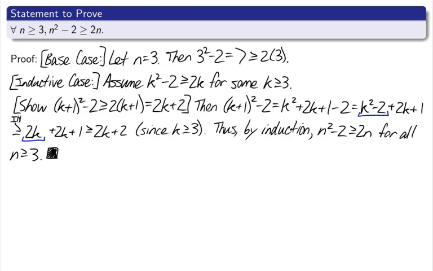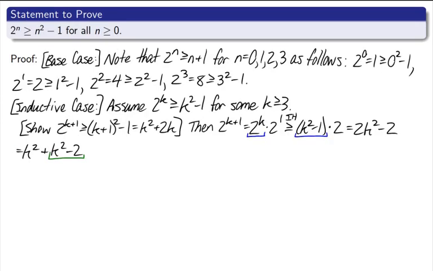Well, look at that. In the last slide, I proved that n squared minus 2 was greater than or equal to 2n, as long as n was at least 3. Now let's go back to my statement. K squared minus 2 I can now say is greater than or equal to 2k, as long as k is greater than or equal to 3. Well, k greater than or equal to 3 is what I did when I started my inductive case.